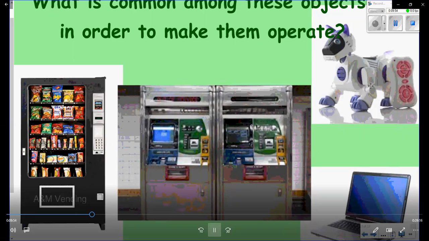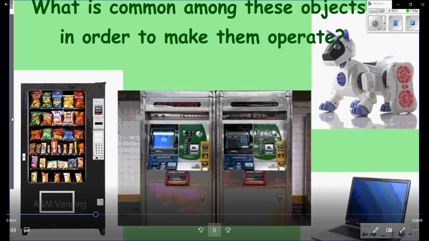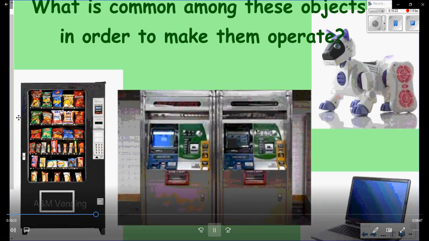But this dog toy is a remote that allows you to press the buttons to make this dog walk and do whatever action you want it to do. And with the laptop, you have power buttons, you have buttons to press on the keyboard in order to either get to a game you want to play or email somebody or whatever it is. So what's common among these objects in order to make them operate deals with what we're going to be learning about in this lesson.